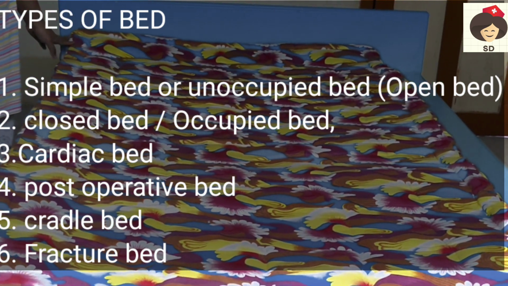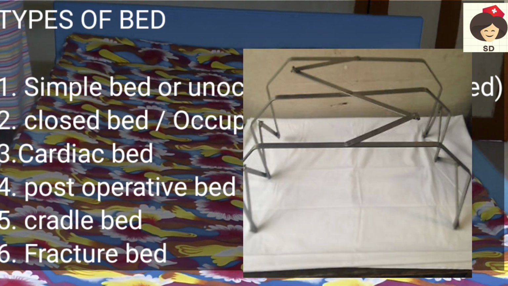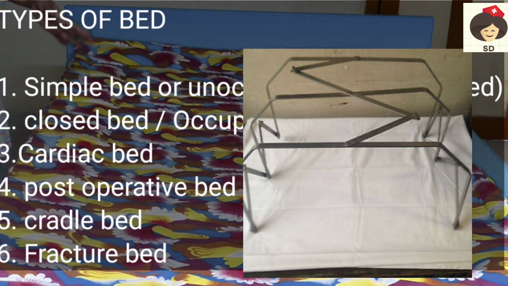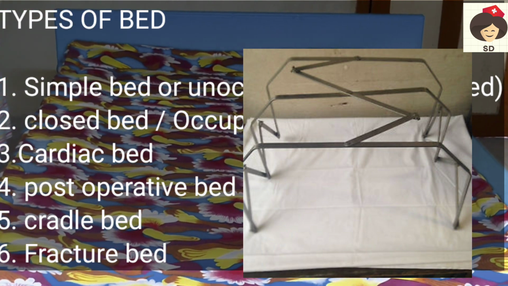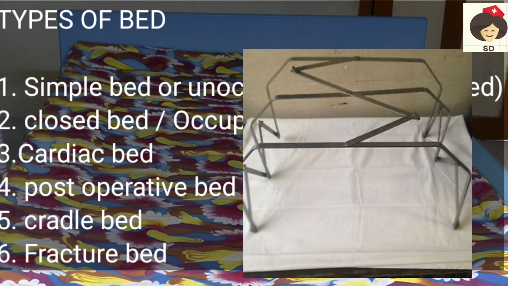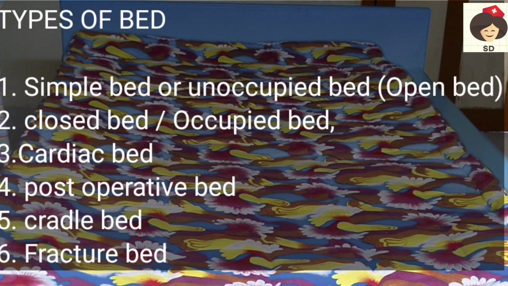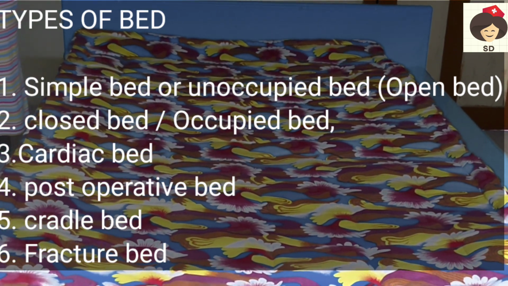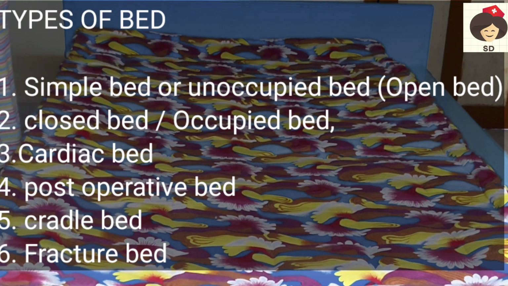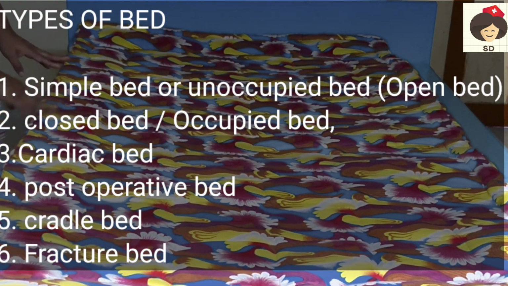Okay, and other than this there is also the cradle bed. Cradle bed means we keep a cradle on the bed so that there will be two top sheets used which will be closing the cradle. This is done for any burns patient, amputation patient, anywhere where the bed sheets, that is linen, should not directly touch the patient's body. At that time we use this cradle bed.